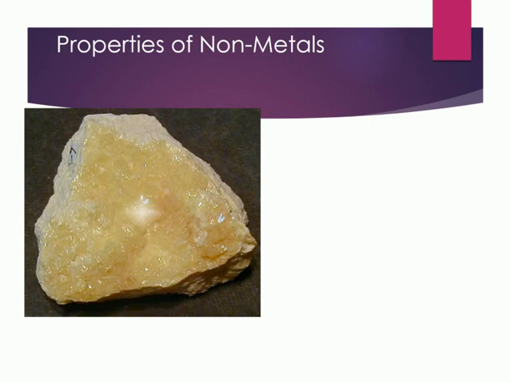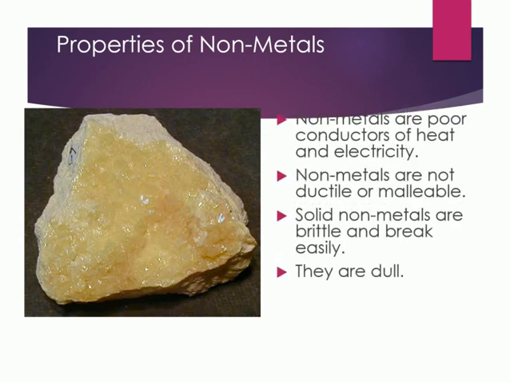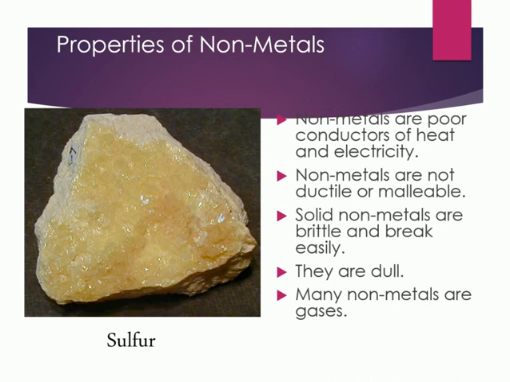Moving on to nonmetals. Nonmetals are almost the polar opposite of metals. Nonmetals are poor conductors of heat and electricity. Nonmetals are not ductile or malleable, and the nonmetals that we observe as solids are brittle and they break easily. If I were to hit one of these with a hammer, it would shatter into a million pieces.